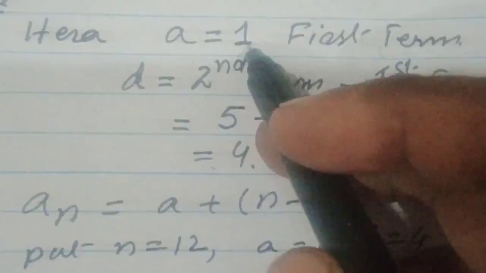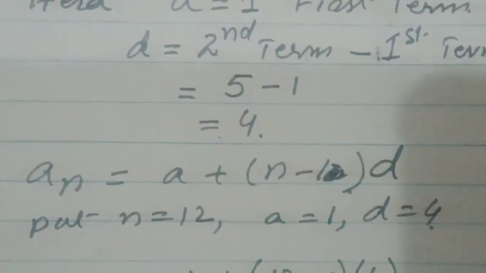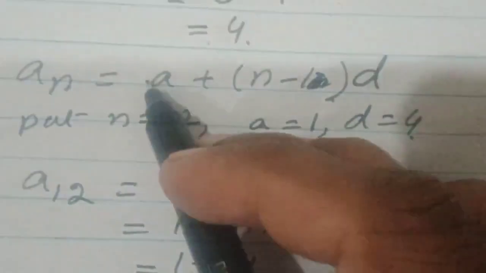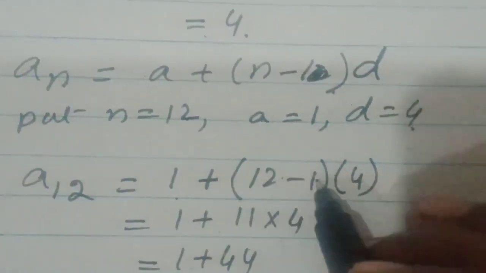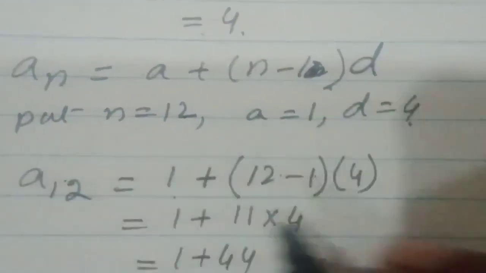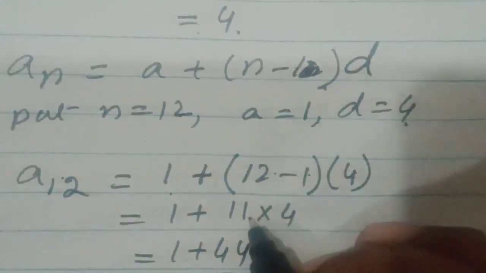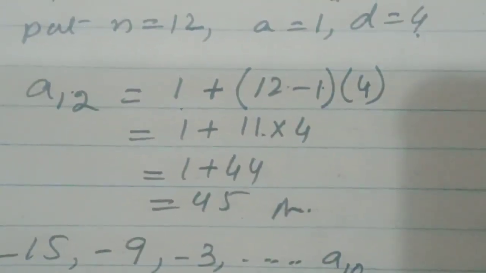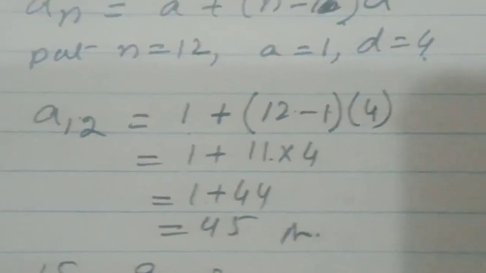Now we have the formula of the nth term, a plus (n minus 1)d, and a we know is 1 and d is 4, and we want the 12th term, so n will be 12. So putting these values: 1 plus (12 minus 1) times 4, this will give you 11 times 4, that is 44, and 1 plus 44 is 45. Now this is your 12th term. So you have found the 12th term.